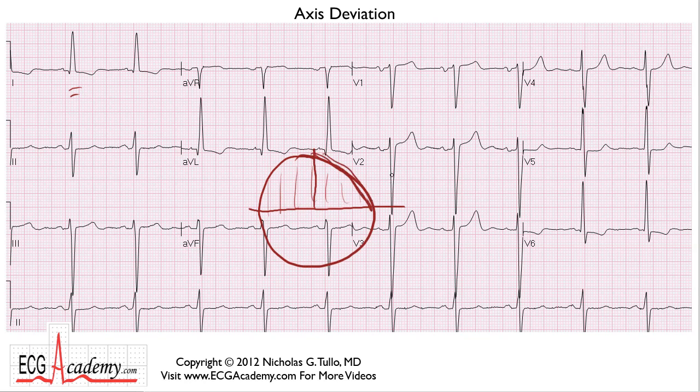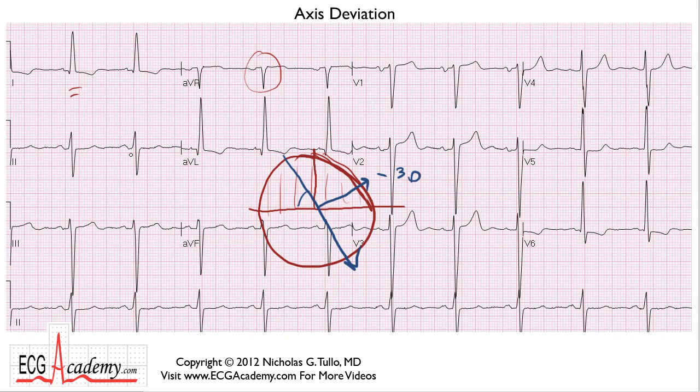Well, which lead is most isoelectric? It looks to be lead 2. That has about 10 millimeters below and maybe 6 above, which is more isoelectric than AVR. It's not perfect, though. So for the ECG experts in the crowd, lead 2 is 60 degrees above the horizontal, and if it were isoelectric, that would give us an axis of minus 30, but it's a little more negative than that.